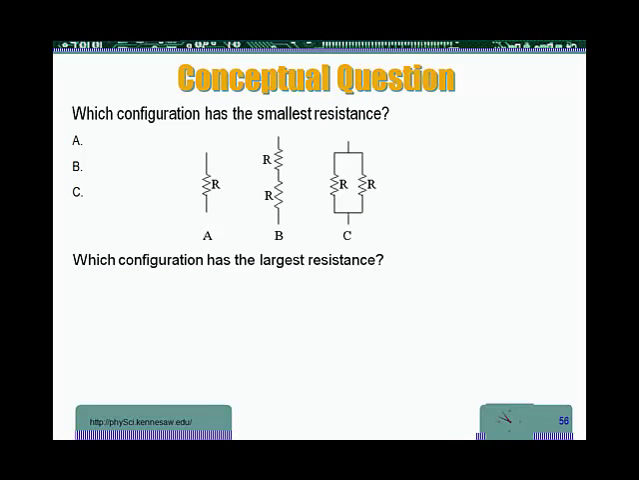Okay, in this question we're comparing three configurations. The first one, we have one resistor, then two resistors in series, and two resistors in parallel. The resistance for one resistor is R, two resistors in series is R plus R, so twice R. Two resistors in parallel, 1 over R equivalent is equal to 1 over R plus 1 over R. So R equivalent is just R over 2. So the smallest resistance is in C.